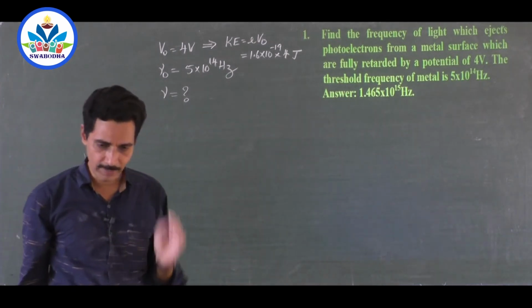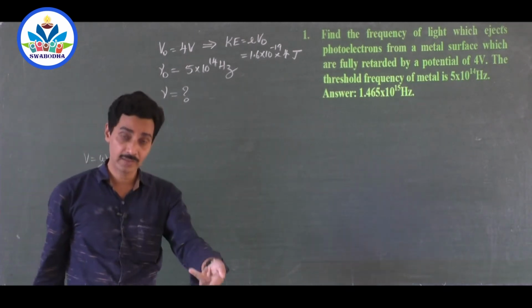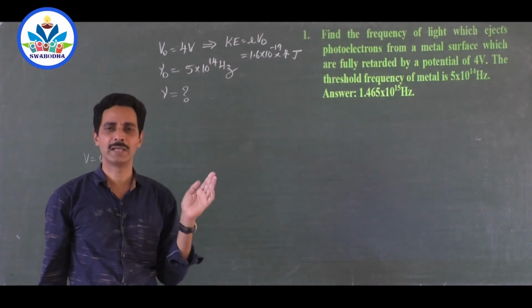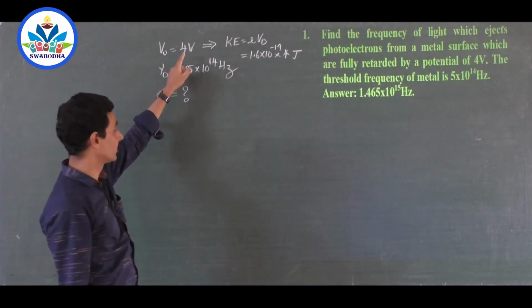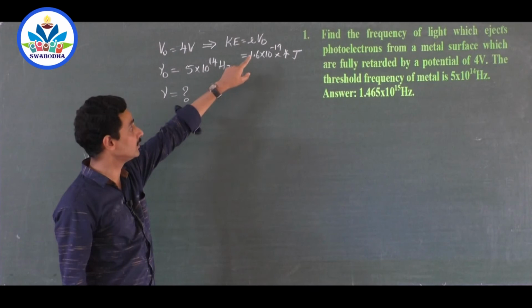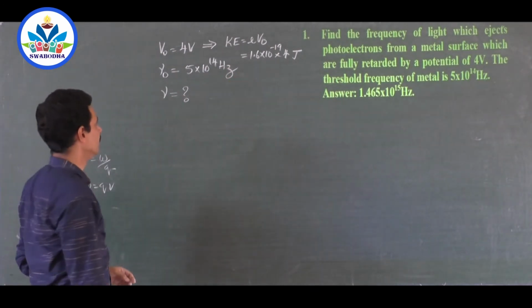So once the stopping potential is given, that itself is not kinetic energy, but it can be used to find out kinetic energy. Just multiply by the charge of electron. Okay, so stopping potential is 4 volt. That means 4 volt into charge of electron gives the energy of electrons.